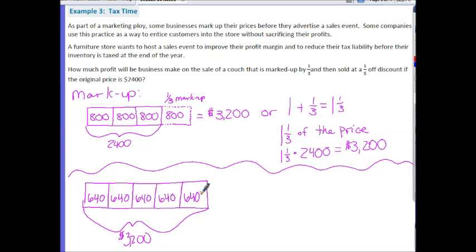Now I am going to discount it 1/5. That means I'm going to take off one of these. So when I take off the $640, we are left with a final price of $2,560.